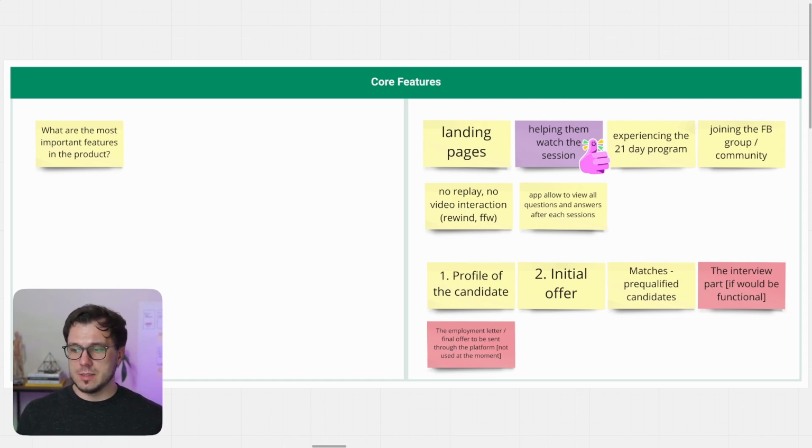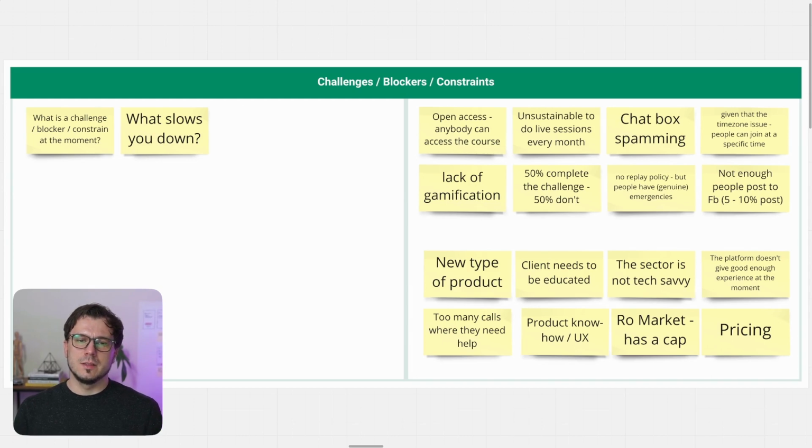And also you can see on the screen some of the things that they would like to have, and those are highlighted in red, but they are not working properly at this moment. It's also important to understand the blockers, constraints, challenges they face at this moment to see how I could help them or what we should know about before moving forward. And you can see there are a bunch of them, from chatbot spamming to lacking features to new types of products that are on the market to market cap, pricing, product know-how.